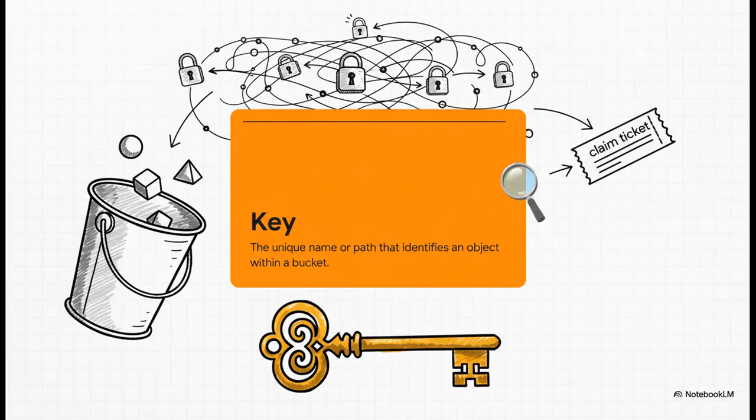And finally, how do you find your one specific item among maybe trillions of others? With a key. The key is the unique identifier for your object inside its bucket. Think of it as the perfect claim ticket that tells S3 exactly which item you're looking for.